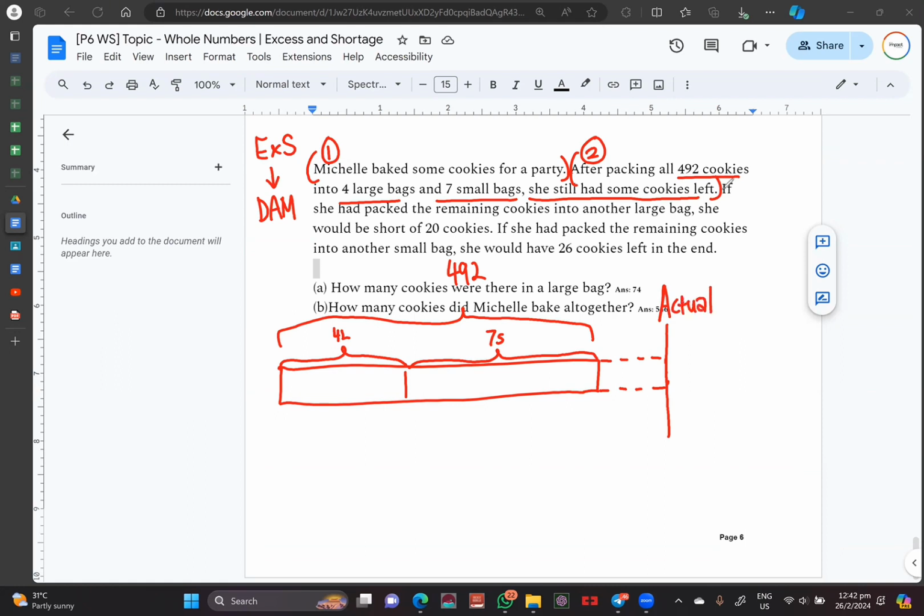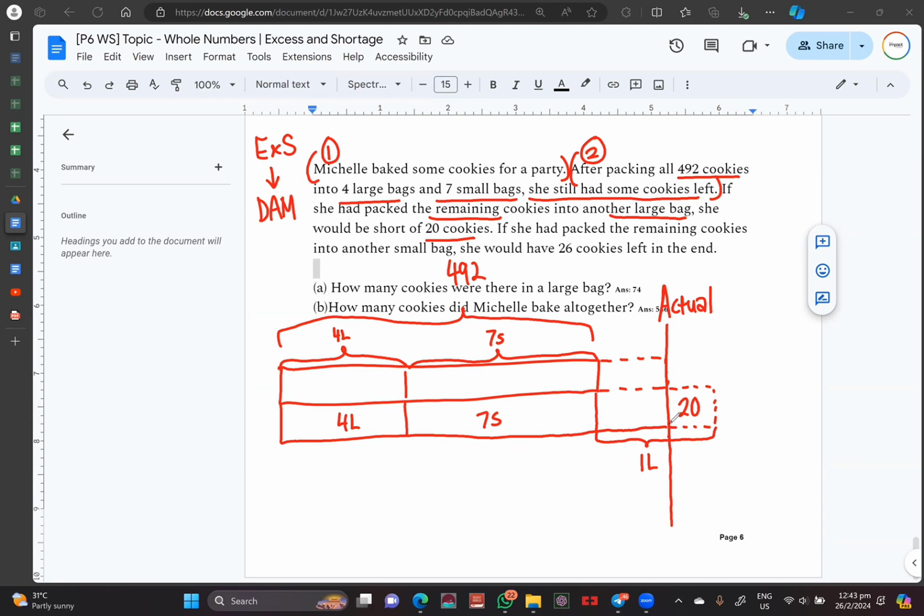Now we move on to the next sentence. It says that if she had packed the remaining, which are the ones over here, into a large bag, we are going to draw the same model. But instead of having just 4L and 7S, we are going to show that the remaining cookies are packed into a large bag. The remaining means the ones that are not packed. I will be short of 20. So this much over here is 20. That means the entire thing here is actually 1 large bag. So I want to extend the actual line.